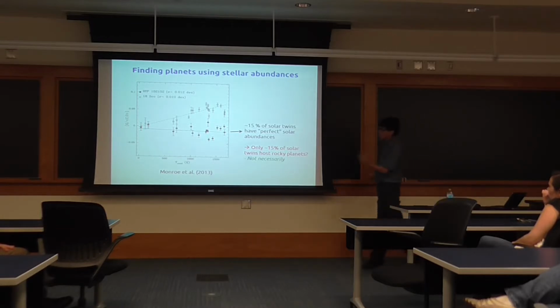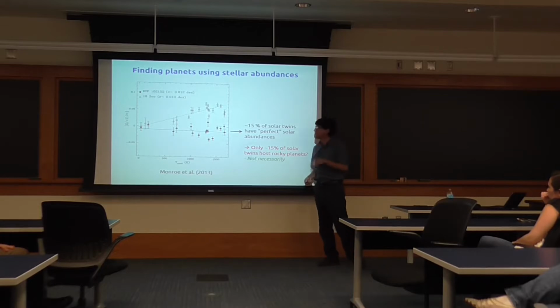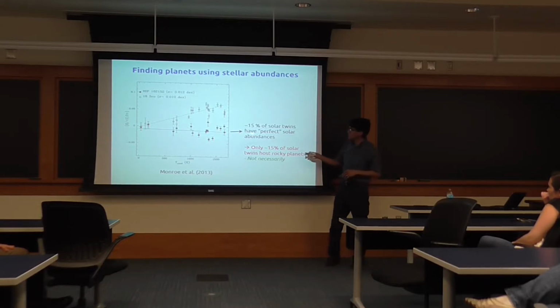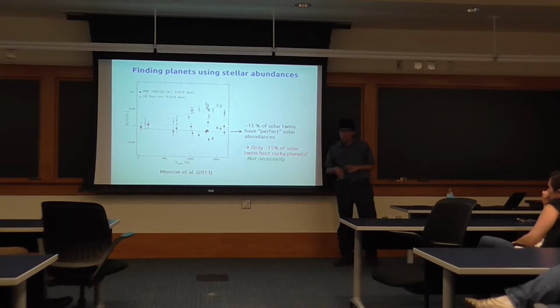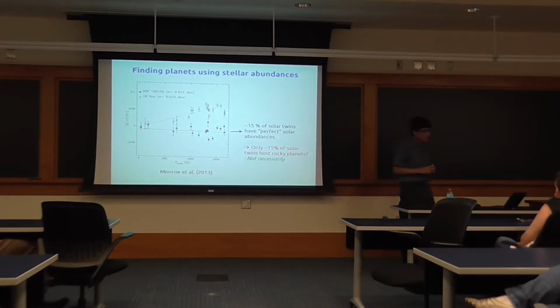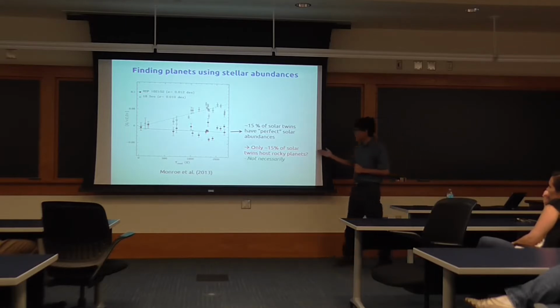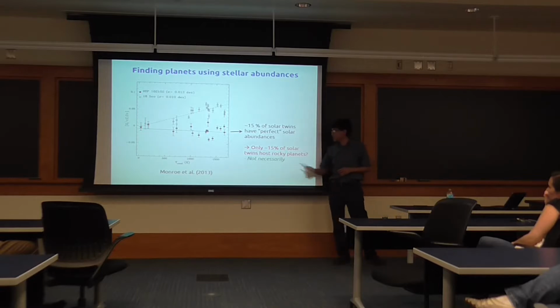And from other studies that we have done since that original one, we're coming up to this fraction of stars which show this perfect solar chemical mixture. It's about 15%. Now, if that is the case, then a little bit of a problem comes up, which is that it would mean that only 15% of stars like the sun host or form rocky planets. However, Kepler is already telling us that this number is much larger than that.